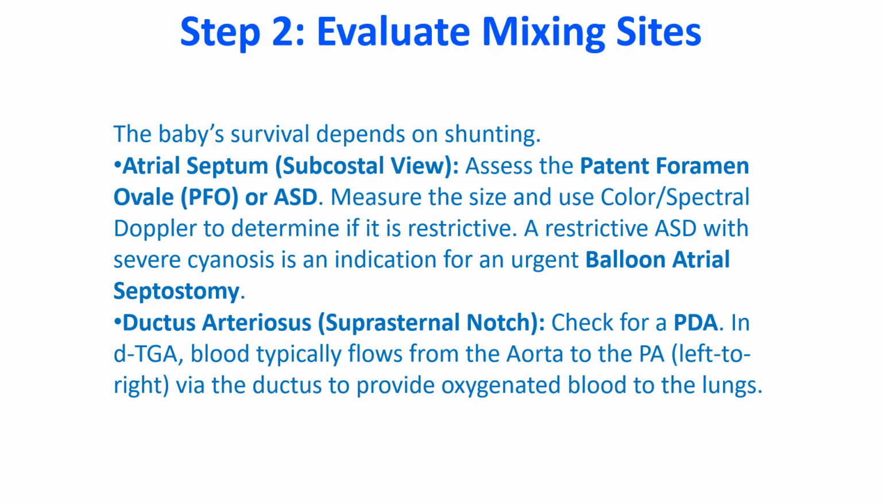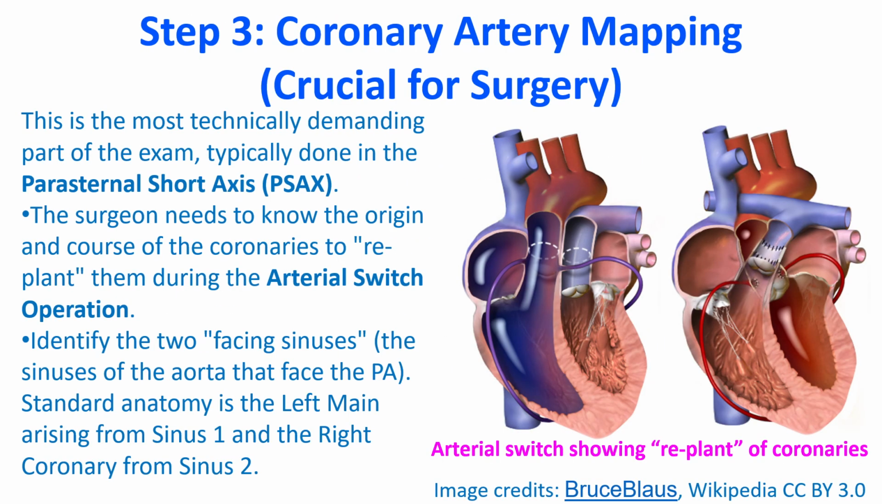You can look for ductus arteriosus or patent ductus arteriosus in the suprasternal notch. In DTGA, blood typically flows from the aorta to the pulmonary artery via the ductus to provide oxygenated blood to the lungs. Coronary artery mapping is crucial for surgery.